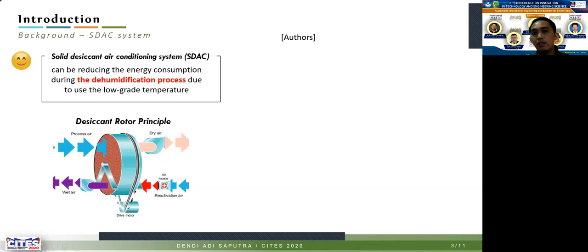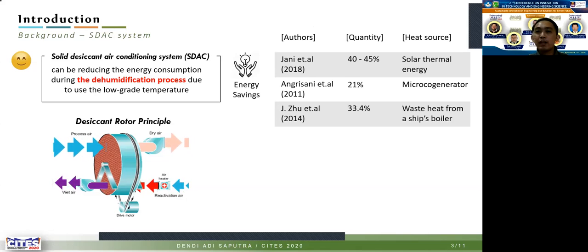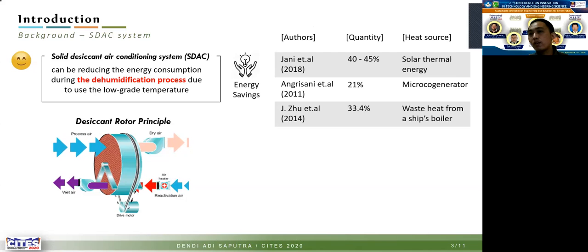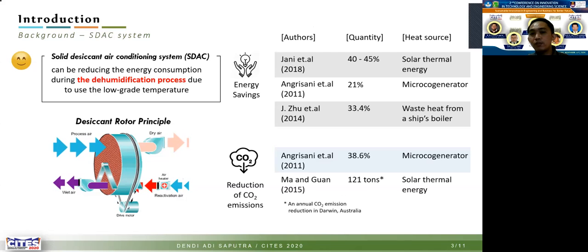Some researchers report that this technology was confirmed to reduce energy use by more than about 45%. It is also confirmed to reduce CO2 emission because this technology does not use refrigerants as the working fluid.